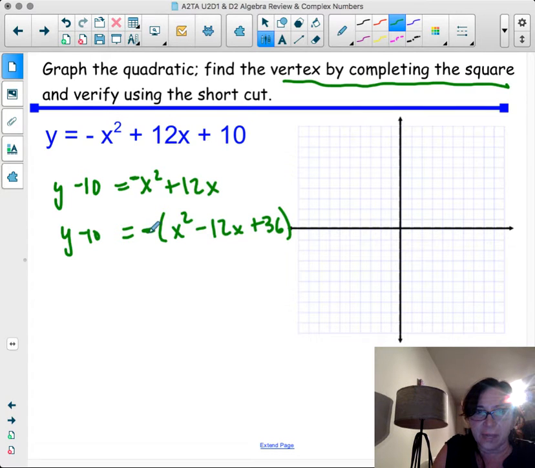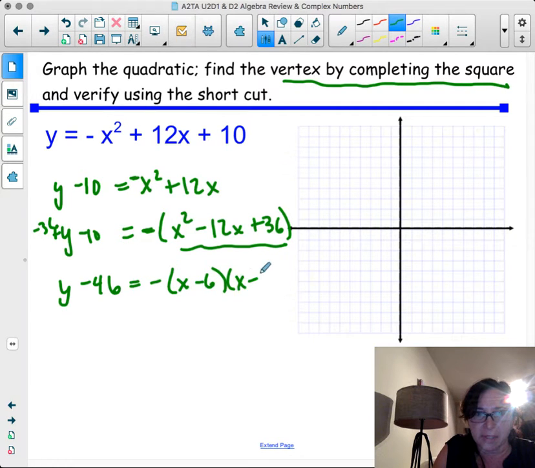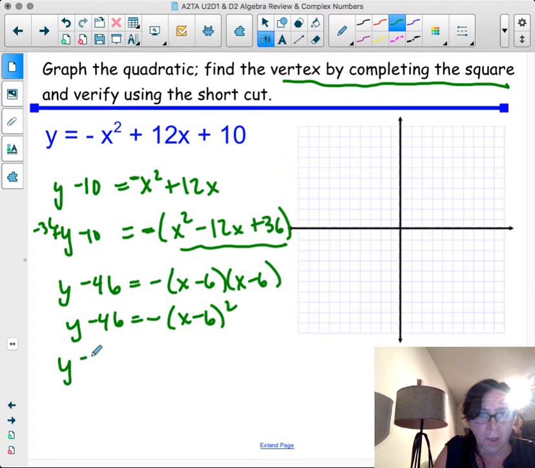See this negative sign here? That has to be put back in. You multiply it back in. So this is plus negative 36 to both sides. So I have y minus 46 is negative. This is going to factor x minus 6 times x minus 6. And so I have y minus 46 equals negative x minus 6 quantity squared, y minus 40, excuse me.